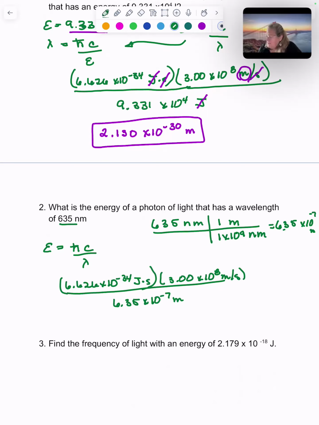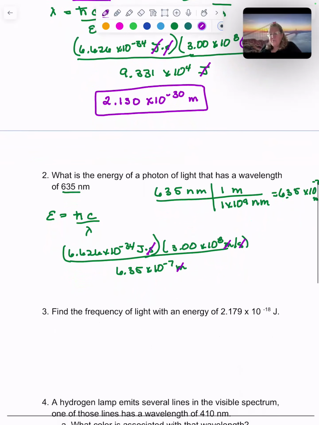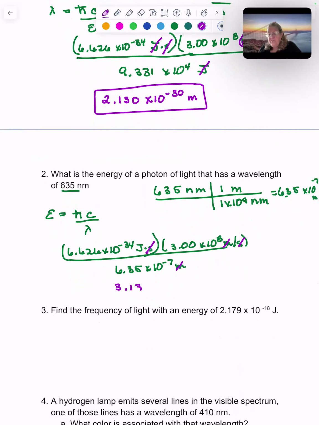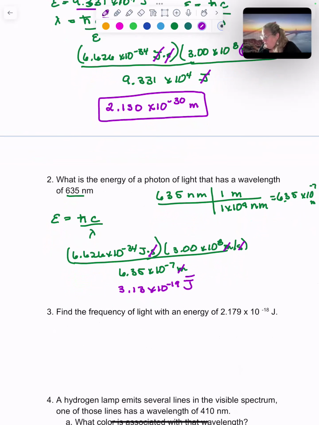We're going to do some canceling out here. Seconds are going to cancel seconds. Meters cancels meters. I'm going to take Planck's constant, 6.626 times 10 to the negative 34, times 3.00 times 10 to the 8th. I'm going to divide that by 6.35 times 10 to the minus 7. I have 3 significant figures in that number, so I only need 3 in my answer. So I'm going to get 3.13 times 10 to the minus 19, and the only unit I have left is joules.